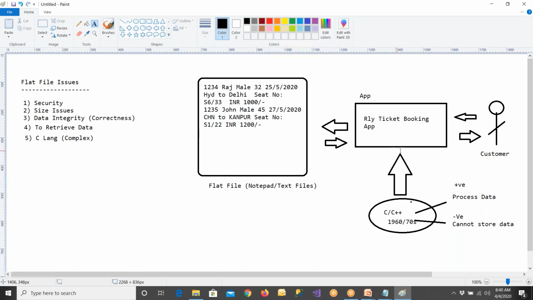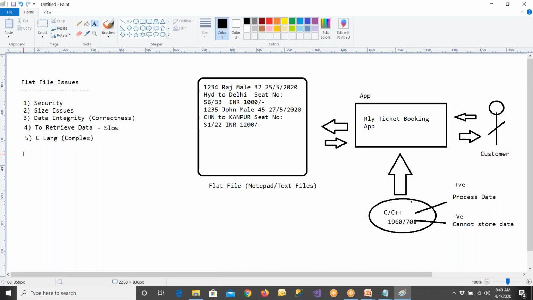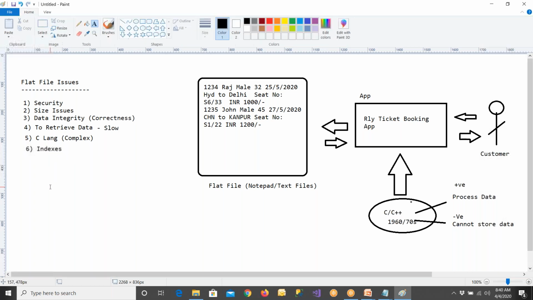At that time, people were completely using C or C++ to interact with the flat file, to store the data and to retrieve the data. C language or C++ were very complex in nature. And retrieving data was also very slow. Why is it very slow? I'll tell you. Because they don't have any kind of indexing. If you don't have any indexes, it is a very time-consuming process to get the data.